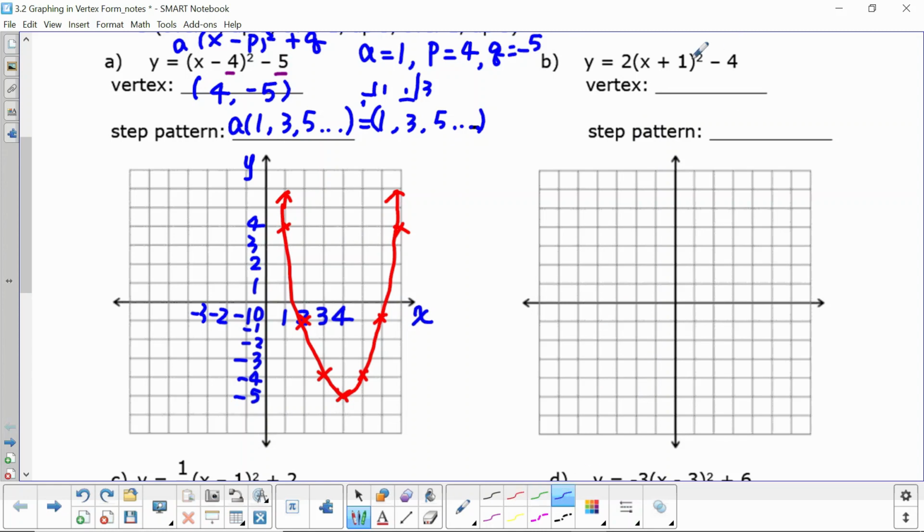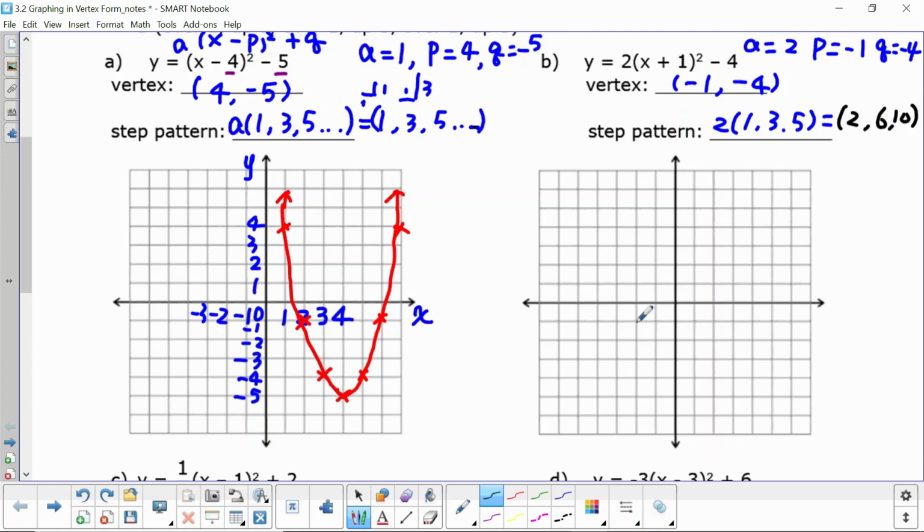For the second one, a equals 2, p equals -1, q equals -4. The p value will be the opposite, so the vertex is (-1, -4). The step pattern is 2 times 1, 3, 5. It means if the run is 1, then the rise is 2. So it will be 2, 6, 10. Then we are going to find the points.